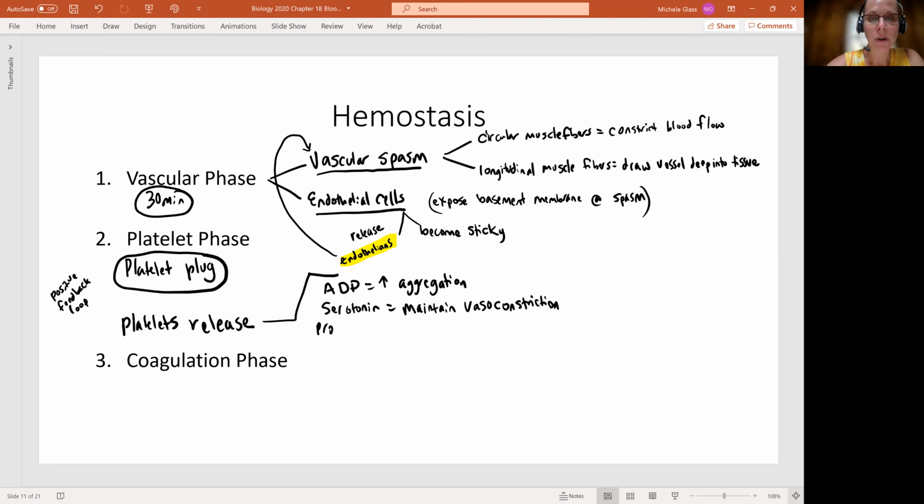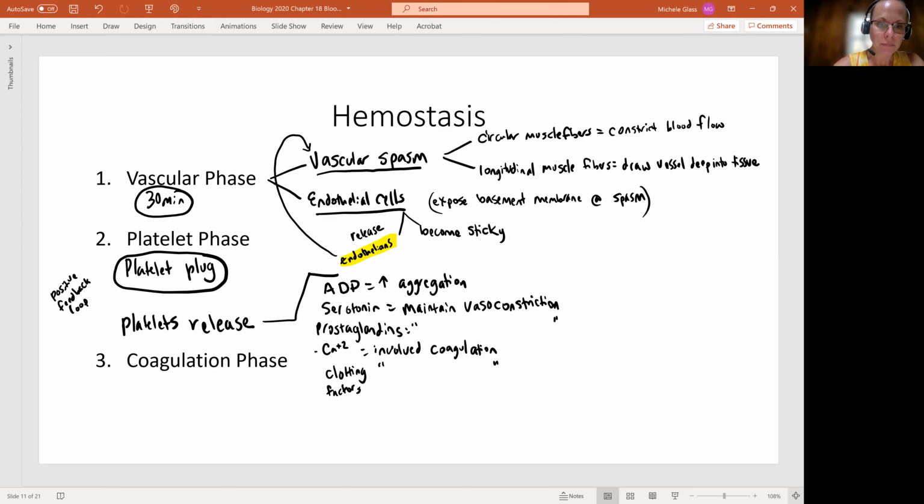We're going to get the release of prostaglandins. We mentioned these as recruiting white blood cells to the area, right? This is one of those chemicals that your white blood cells move in toward. And then we also see this helps to also maintain the vasoconstriction. We get calcium ion being released, which we're going to see is involved in the coagulation phase, which is coming up next. We also see clotting factors being released, which are also involved in that coagulation phase.